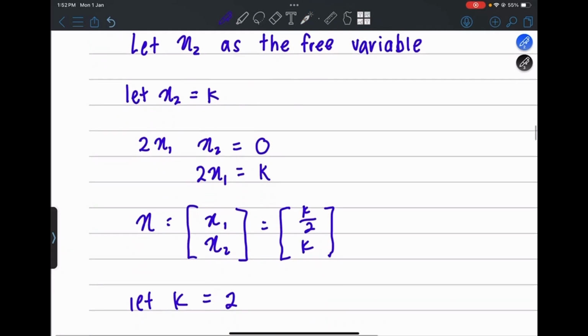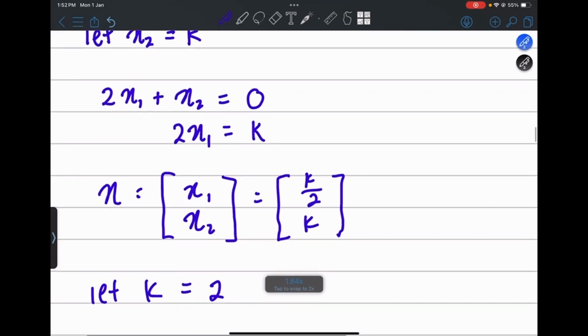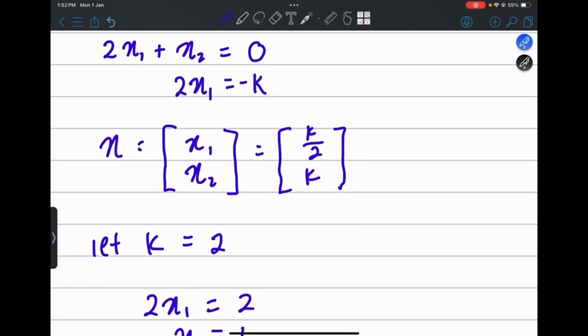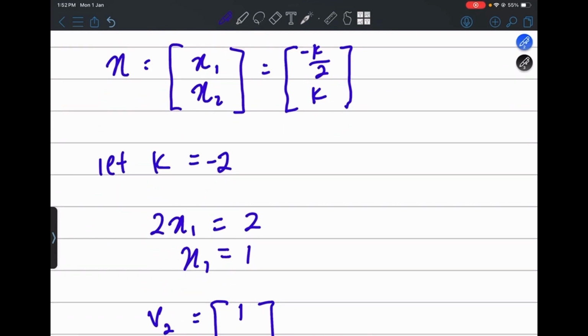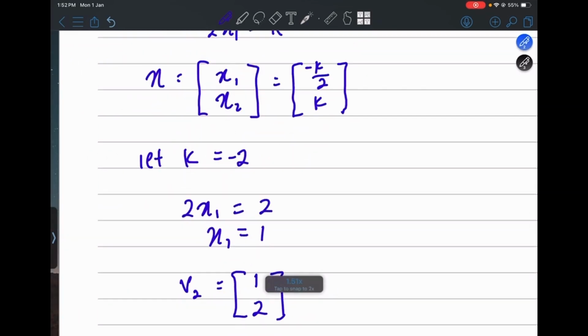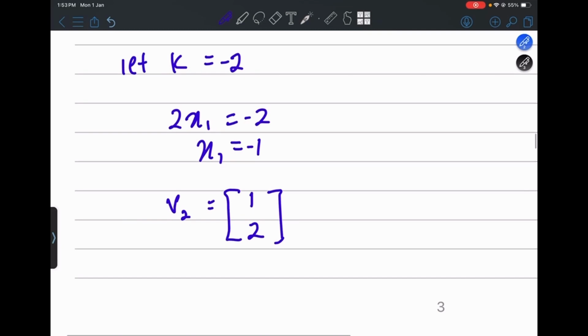Okay, let x2 be the free variable. So when I let x2 equal k, in 2x1 plus x2 equals 0, I get 2x1 is equal to negative k. So x1 is negative k over 2. So when I let k equal negative 2, 2x1 is equal to 2, and I get x1 equal to negative 1. Hmm, so the eigenvector for this is negative 1, 2.